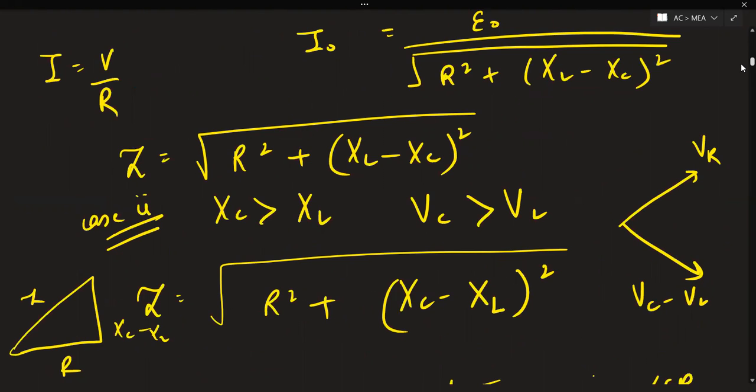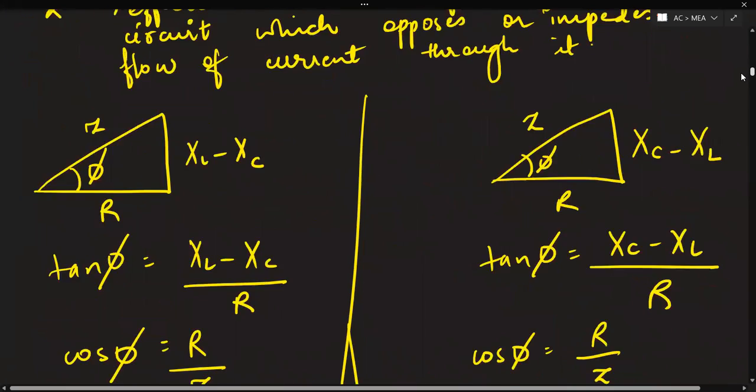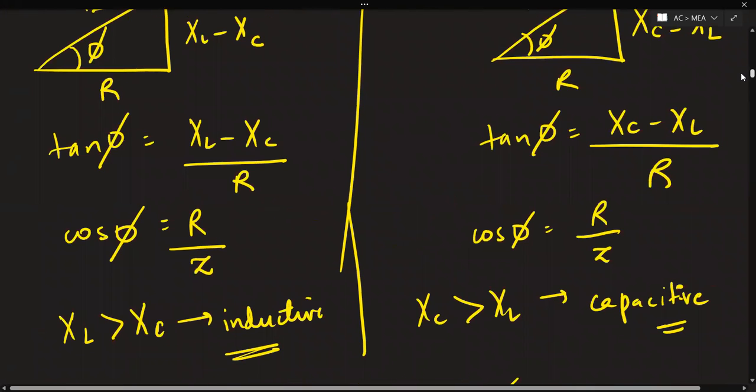So Z is important. Z here is the impedance. Impedance means the net resistance of the LCR circuit, whatever is the effective opposition that will be offered. And then tan phi we had also seen. So you can use tan phi as well as cos phi whenever phi is asked. Phi is the phase angle. So whenever anything is asked in the question, you can use these. Tan phi or cos phi, it depends on your need.